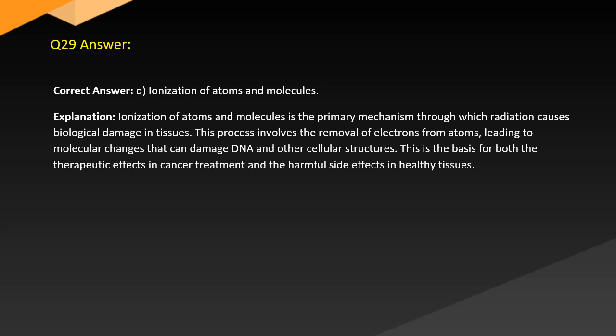Explanation. Ionization of atoms and molecules is the primary mechanism through which radiation causes biological damage in tissues. This process involves the removal of electrons from atoms, leading to molecular changes that can damage DNA and other cellular structures. This is the basis for both the therapeutic effects in cancer treatment and the harmful side effects in healthy tissues.